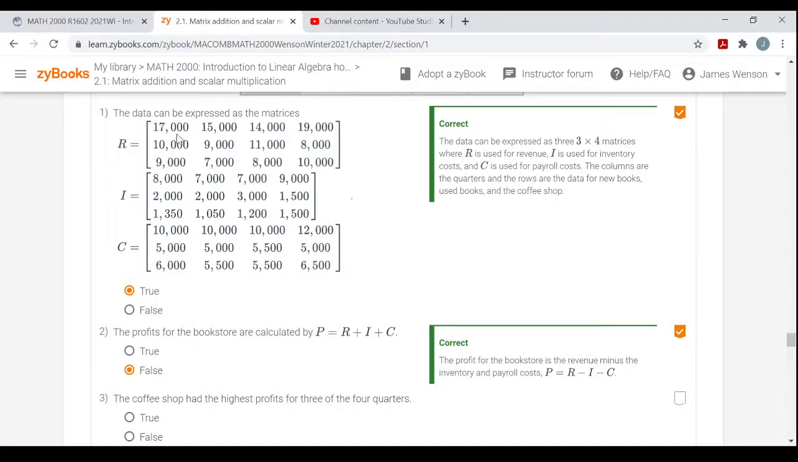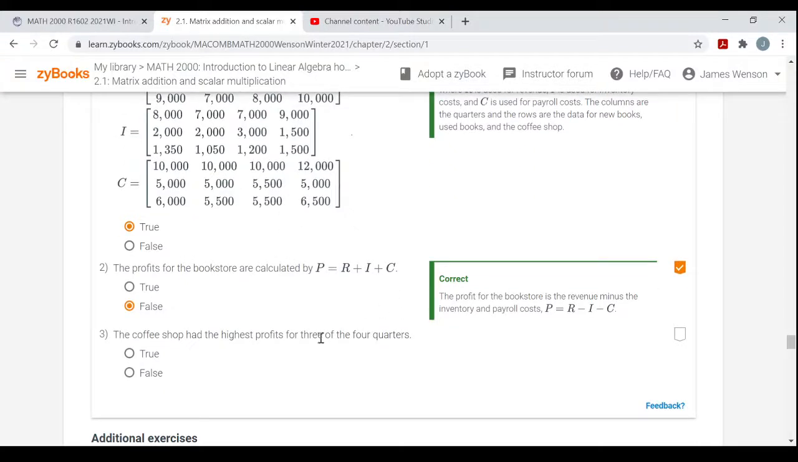Now let's see, if I take the new books department, the first row, and subtract, you get R minus I minus C. That would be negative 1,000. It lost $1,000 in the first quarter. And basically you would subtract these matrices, R minus I minus C, and then see if this statement is true or not. Does the coffee shop have the highest value in profits in three of the four quarters?